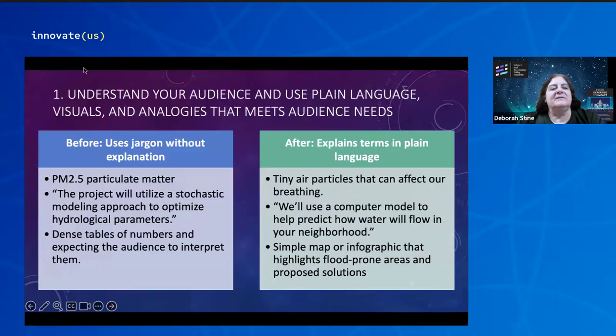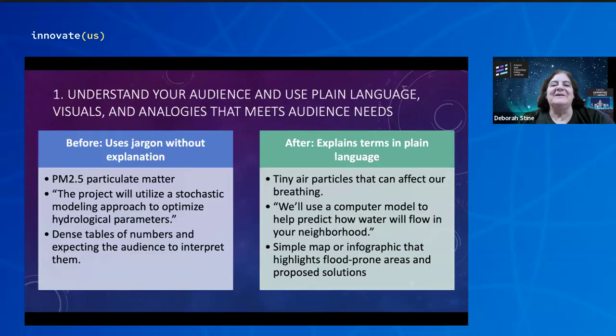So here, we're going to go into a little bit more in depth on some of these. So here we go. Principle one, or tip one, is understanding your audience and using plain language, visuals, and analogy. So I have sort of before and after here. So before, you might say PM 2.5 particulate matter.